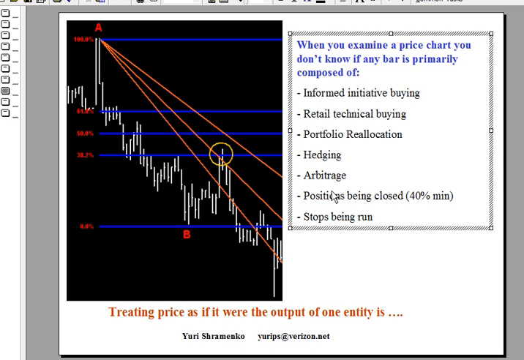Then you have the activity of hedgers. There's only one reason. There's the Forex market. There's only one reason. There's the futures market, and that's for hedging. There is no second reason.